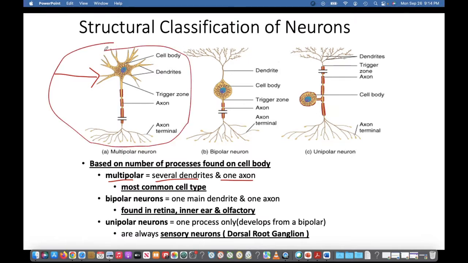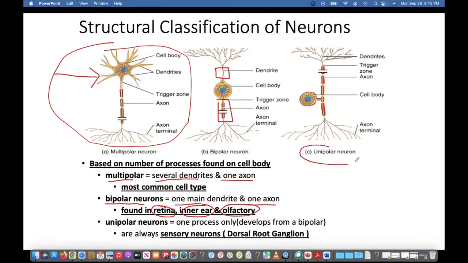That's your multipolar. Over here in the center, this is bipolar. A bipolar neuron is when you have one main dendrite, which we have here, right? One main dendrite coming off the cell body, and you have one main axon coming off of it as well. That's called bipolar. These are found with your special senses, like in the retina of the eye, the inner ear, and sense of smell in the nose for olfaction. That's bipolar.